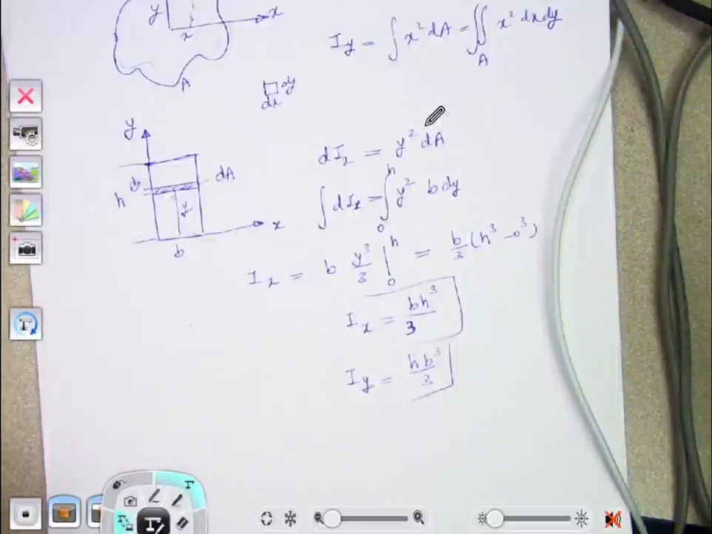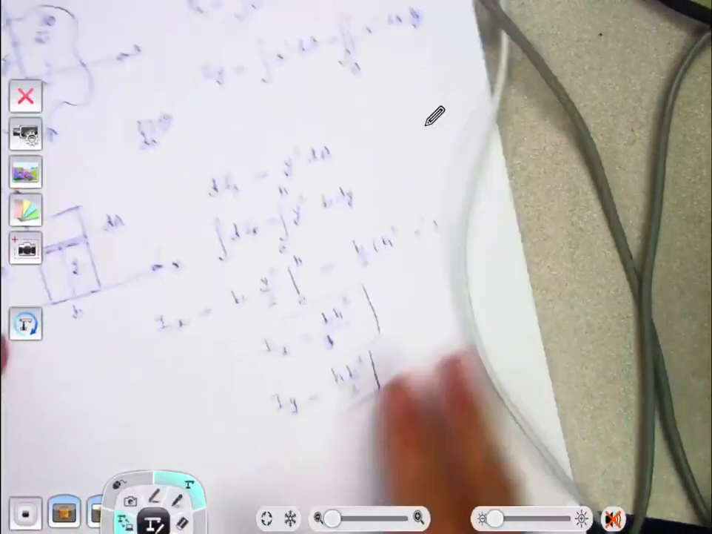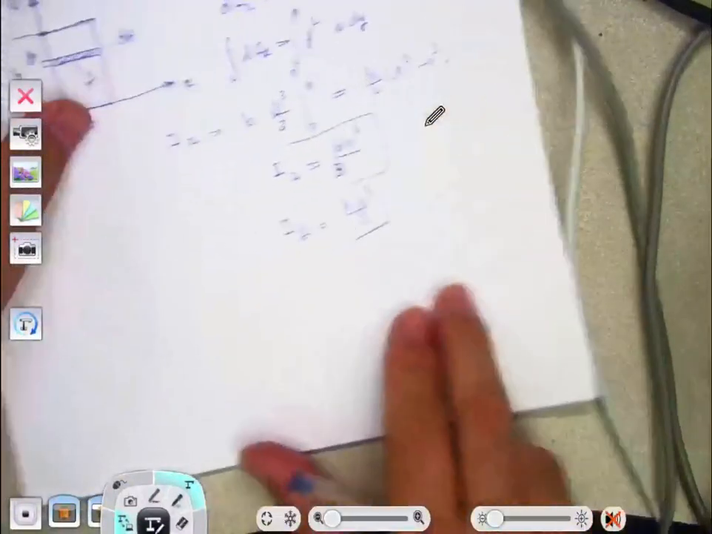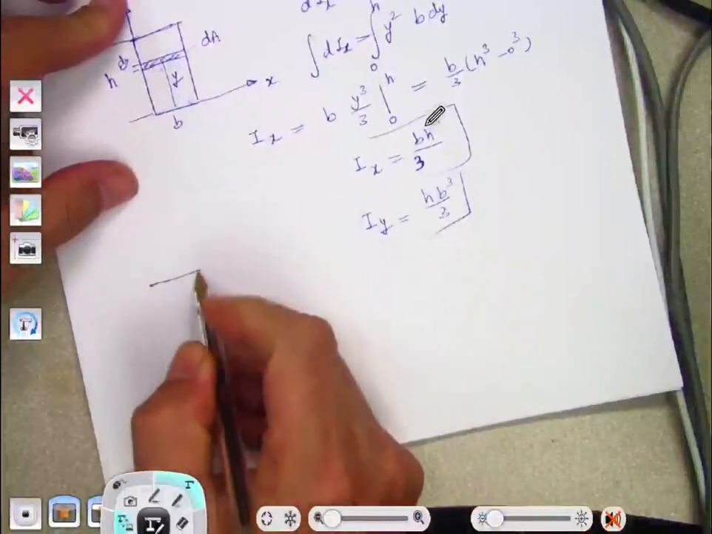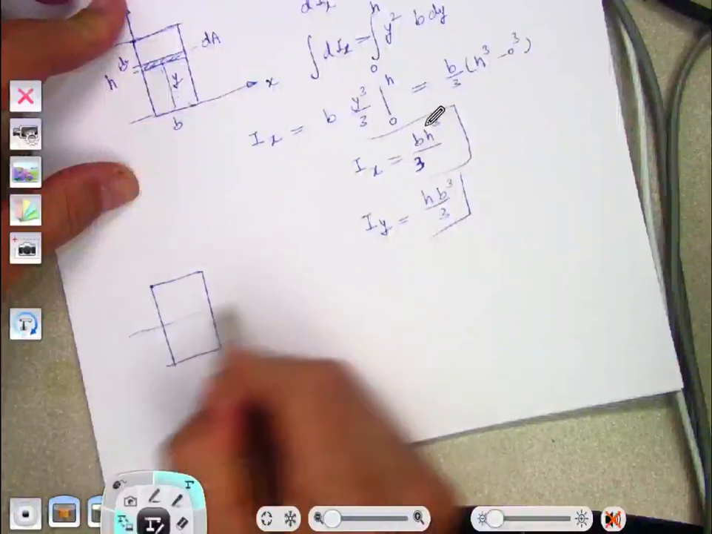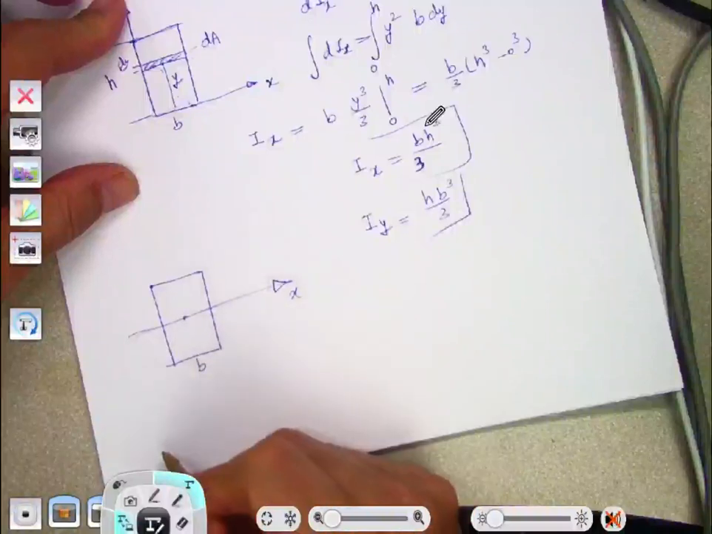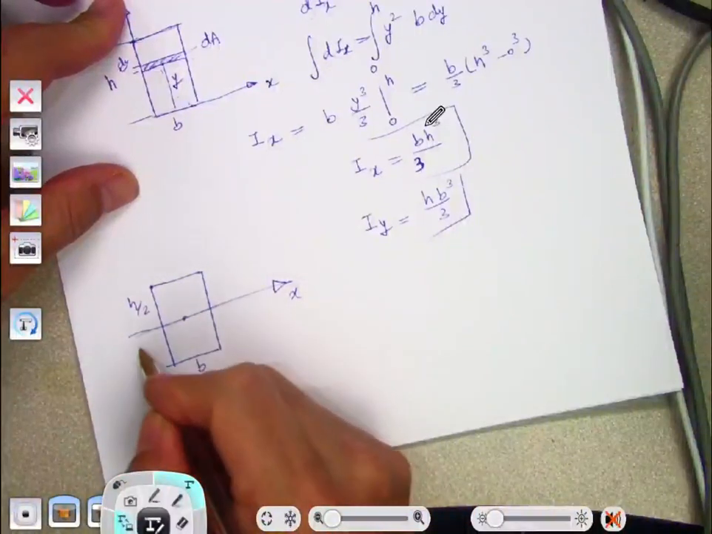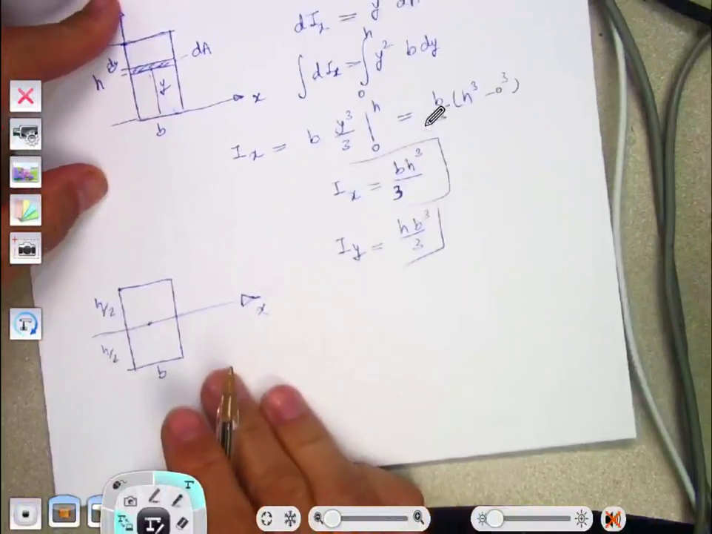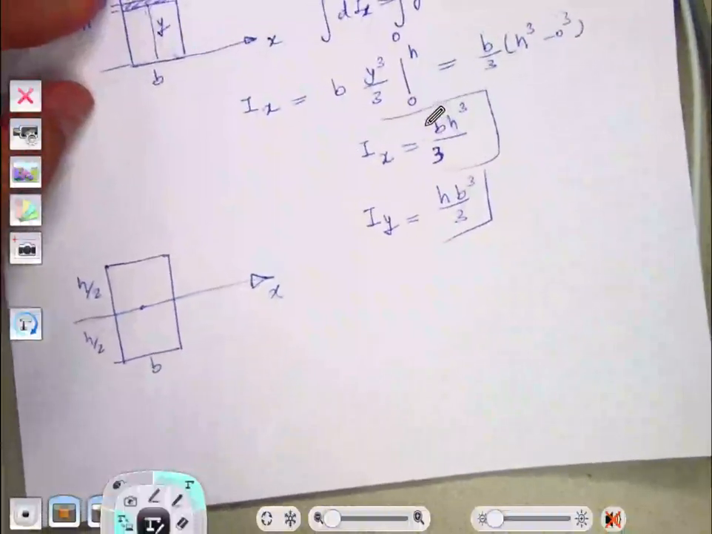Alright, so that was important, right? So now let's see what happens if I'm interested in finding moment of inertia of a rectangle about an axis passing through its center, like this, right? This time, now it's b here, this is h over 2, this is h over 2, entire height is h. So what happens now? What is moment of inertia this time about the x-axis?